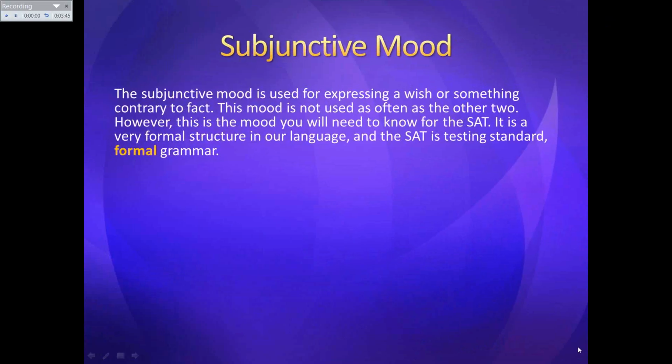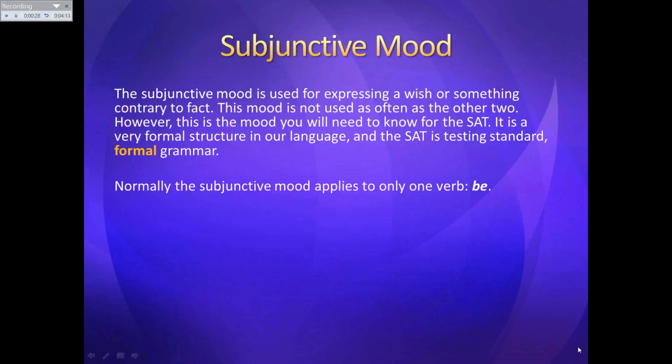And then we have the subjunctive mood. This is the one you're going to get tested over. The subjunctive mood is used for expressing a wish or something contrary to fact. This mood is not used as often as the other two. However, this is the one you need to know for the SAT. It is a very formal structure in our language, and the SAT is testing standard formal grammar.